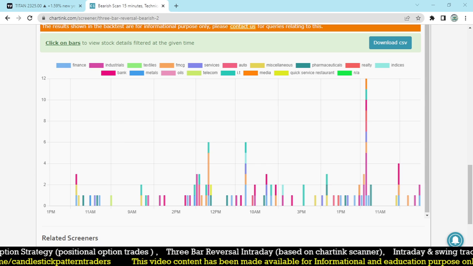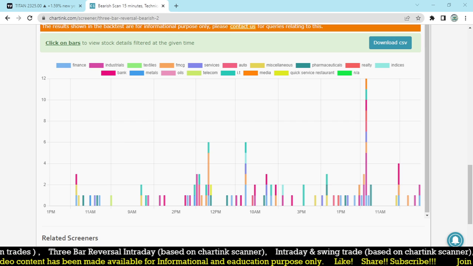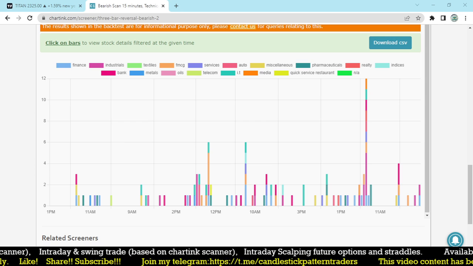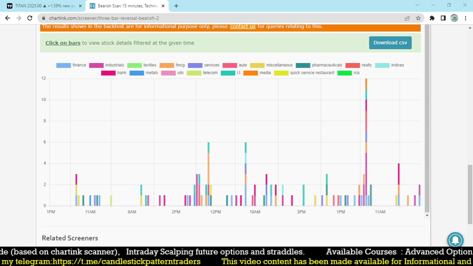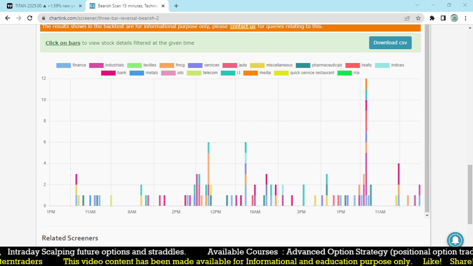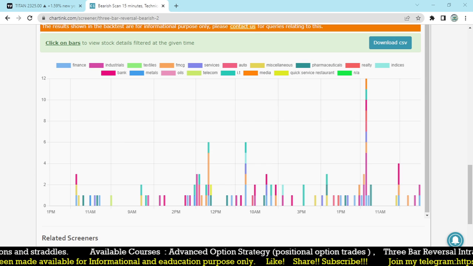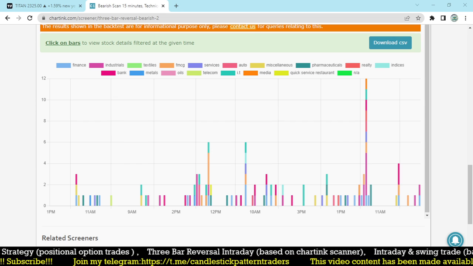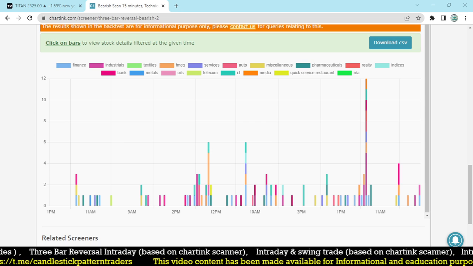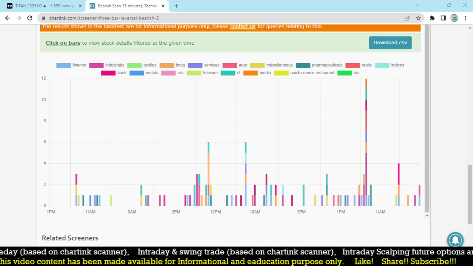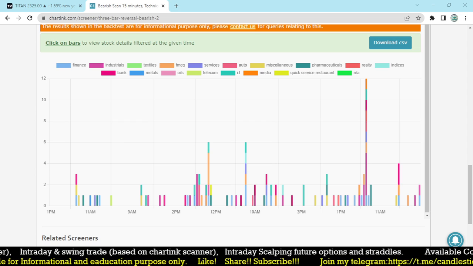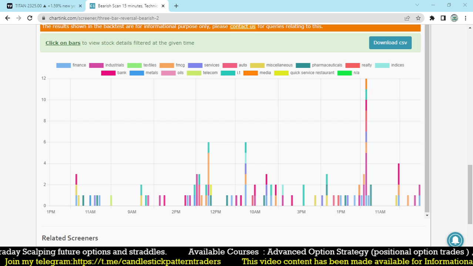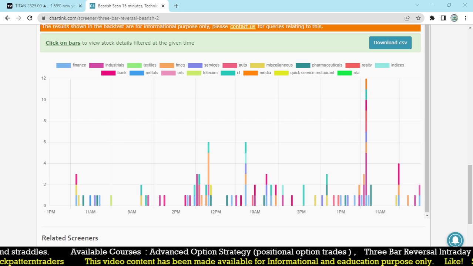I'm going to discuss the stocks which formed a 3-bar reversal yesterday. The most important thing here is that the scanner we made is non-repainting, so it may not repaint much. We have given the conditions without any repaint. That is the main reason we are focusing on the 3-bar reversal for intraday and positional opportunities.